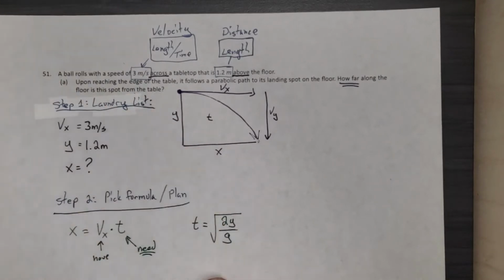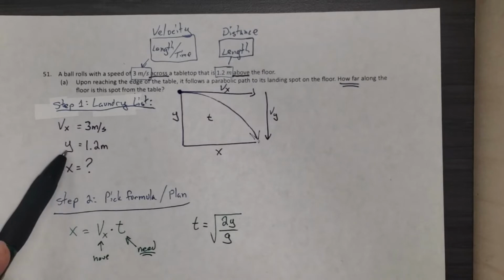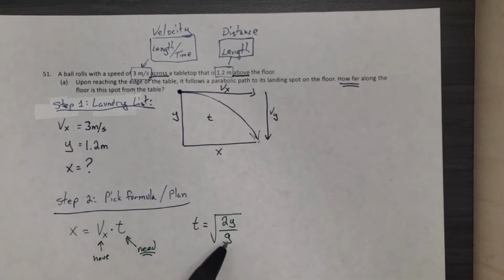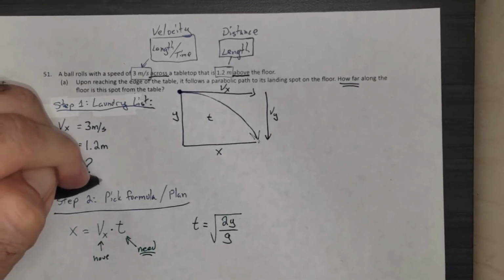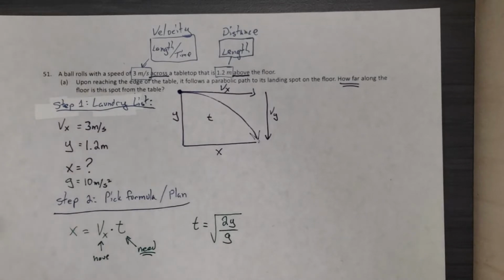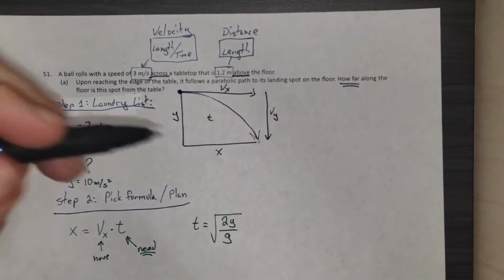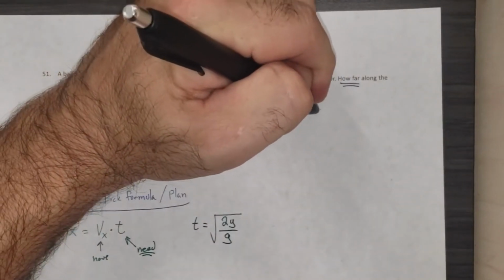over g. Now, in order to solve this, we need to ask ourselves, do we have y? Well, yes, we have y. Well, what about g? Well, g is a constant. g is always going to be the same no matter what. It is 10 meters per second squared. So we have y, we have g. So if we can use this formula to find time, that can get plugged into here to find x. So step 3, we'll do this over here.